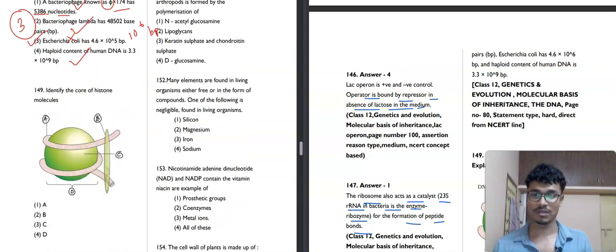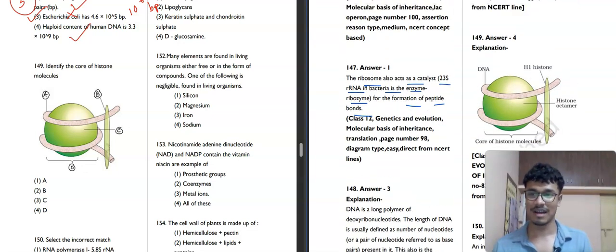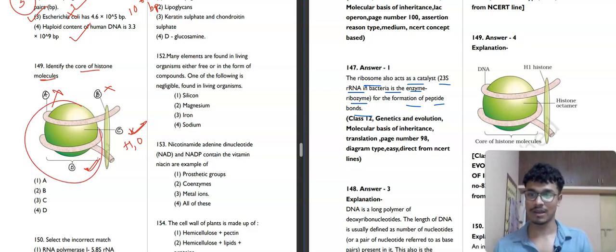Now we will move towards the next question, question number 149. A very fine diagram is given. Identify the core of histone molecules. What do you think it could be the core? A and B shouldn't be, so the first two I will cancel out. So either C or D. You can see this part, why C is not the answer, because this part is the histone octamer. D here is the total, representing the full part here. This is the core of the histone molecule. So here D will be the correct answer. The fourth option is our correct answer.